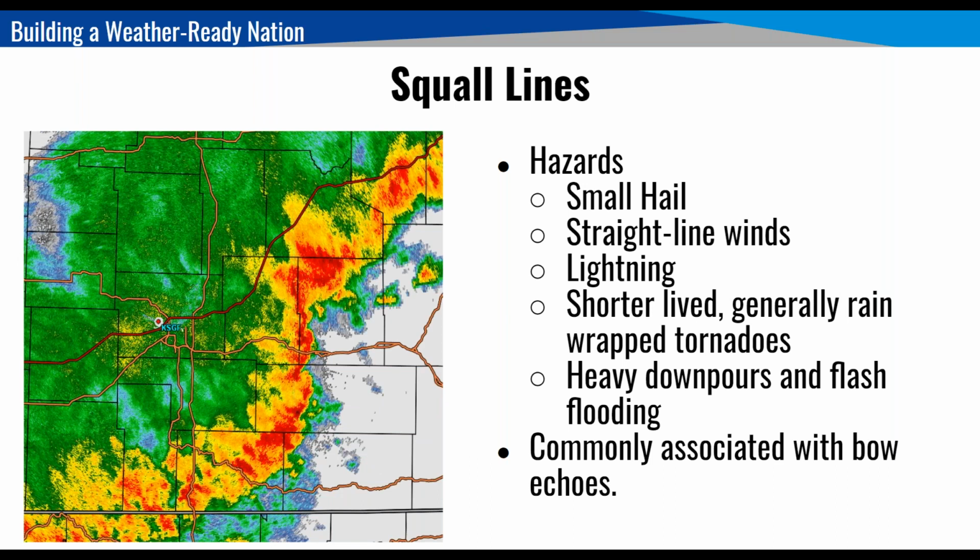Now on to squall lines. With squall lines, you're going to have various hazards. First, you're going to have smaller hail. Generally, your updrafts are not going to be nearly as high as what you see with the upcoming supercells. Your big focuses, though, are going to be straight line winds and the possibility of shorter lived, almost in every case for squall lines, rain-wrapped tornadoes. And then as with other thunderstorms, lightning, heavy downpours, and flash flooding are concerns as well.